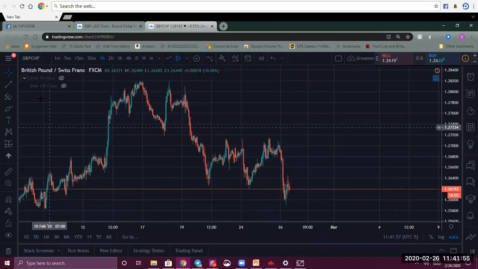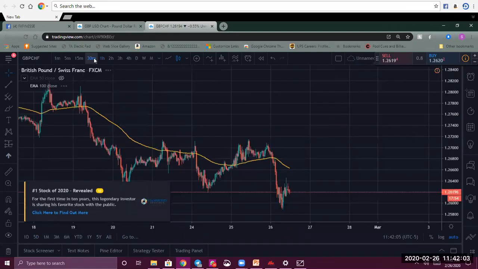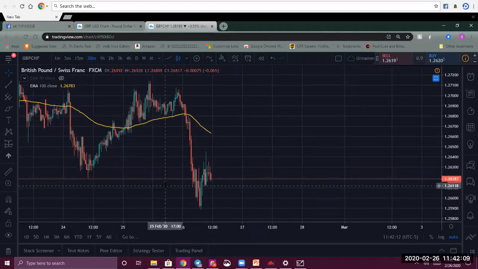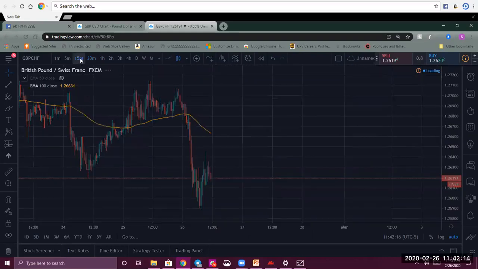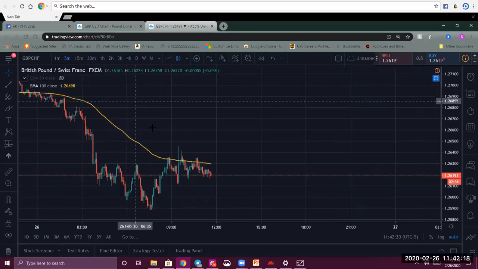So here we have GBP/CHF. Let's put our 100 EMA in there. Okay. Let's see if we can find a nice pullback. Okay. Right there, right? So when you're in TradingView and your analysis is coming together, and let's just say we were looking at this sell on GBP/CHF, right? I'm not really comfortable with that. Is it 5 minutes? Okay, there we go.